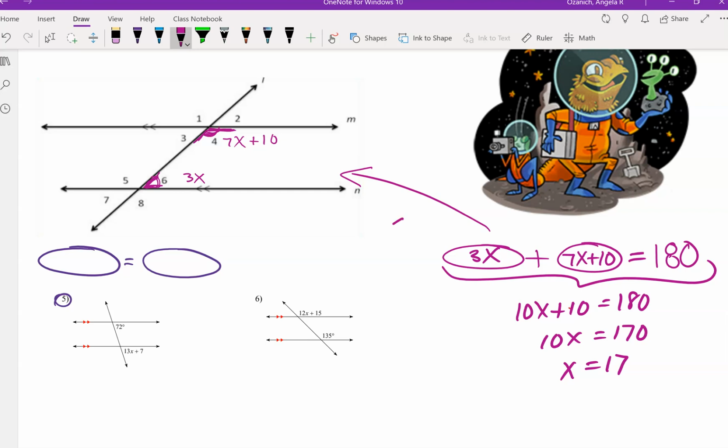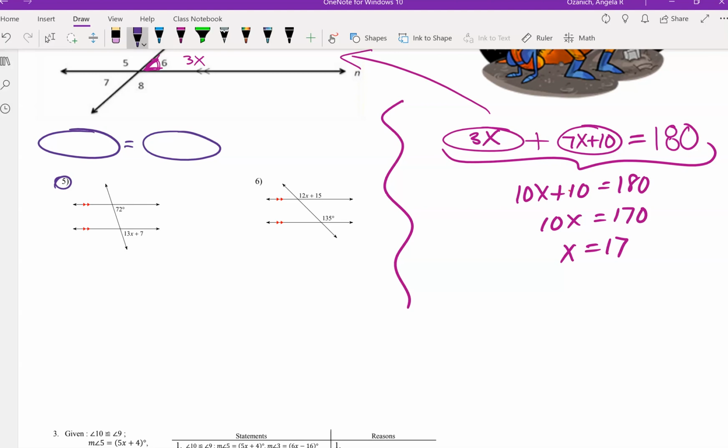So that's one way to set things up. The other way is if you know 2 angles are equal to each other. In both of these examples, you're dealing with corresponding angles. So you would set up 72 is equal to 13x plus 7. Then you would go about solving, subtracting 7, dividing by your 13, and getting x is equal to, I think that's 5.